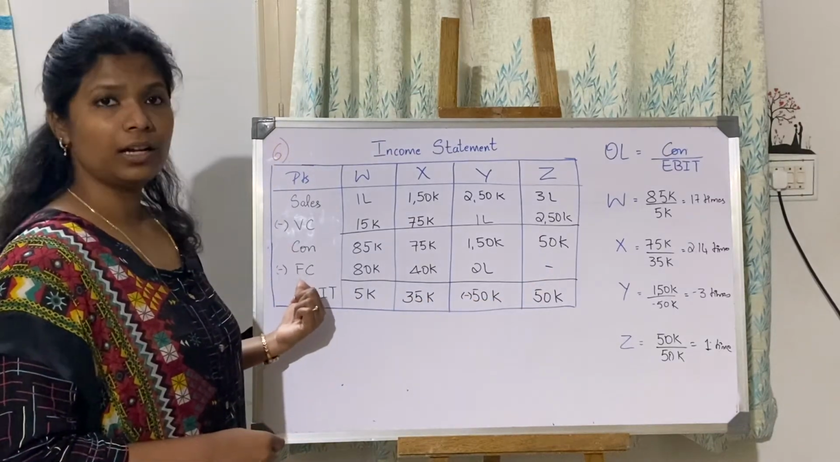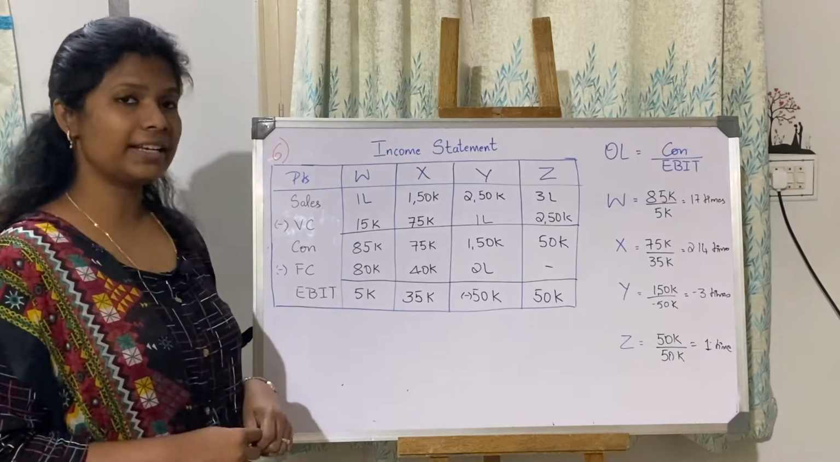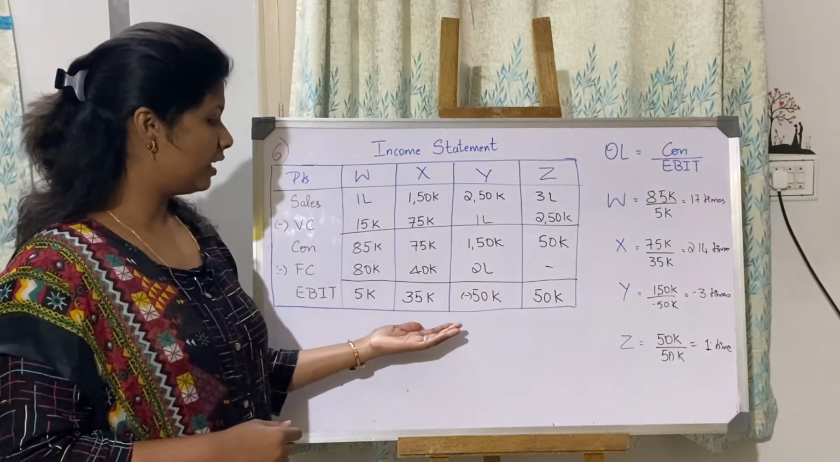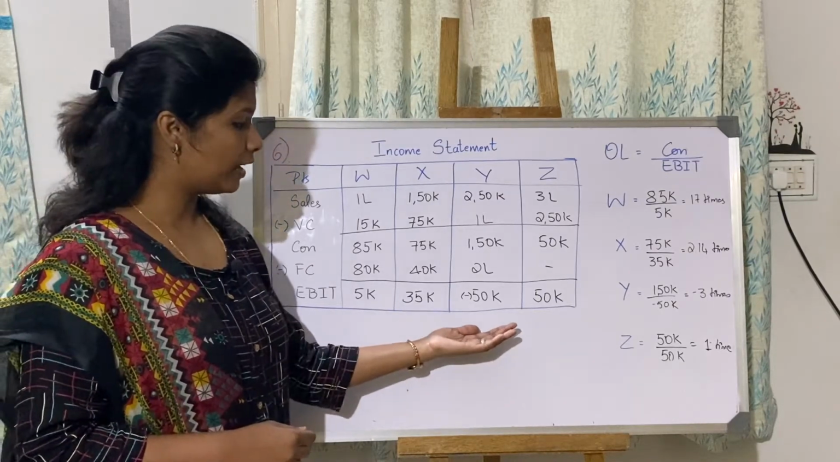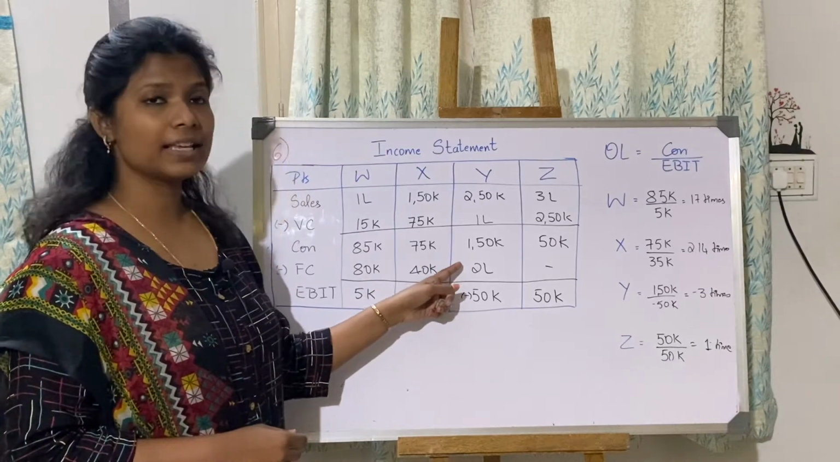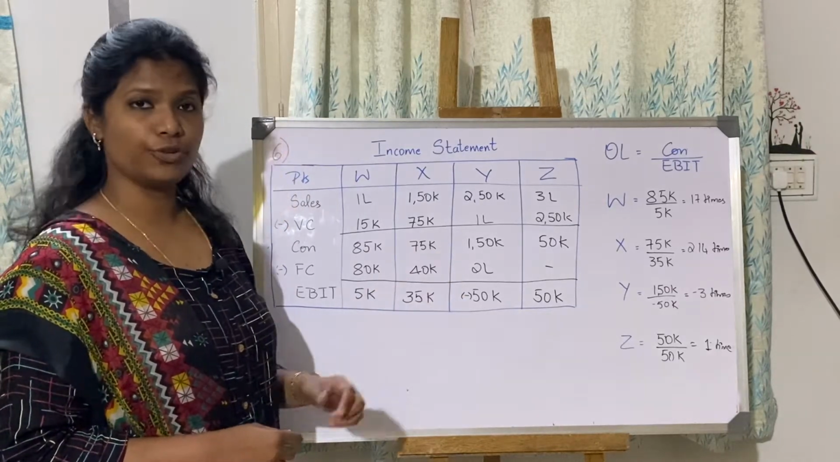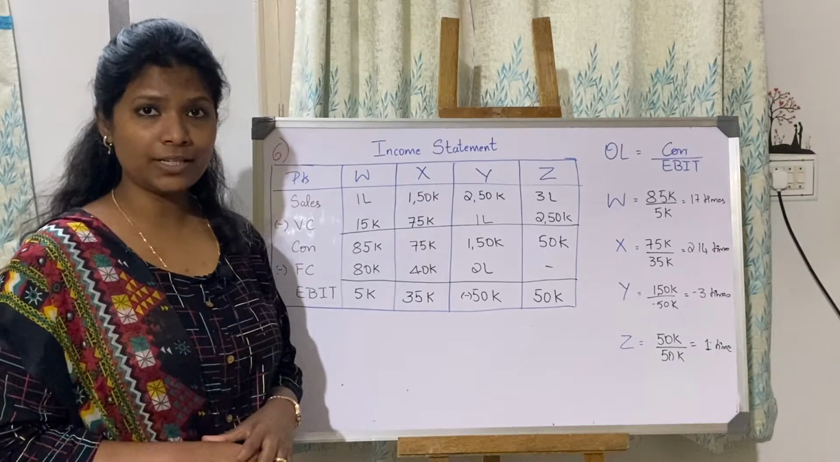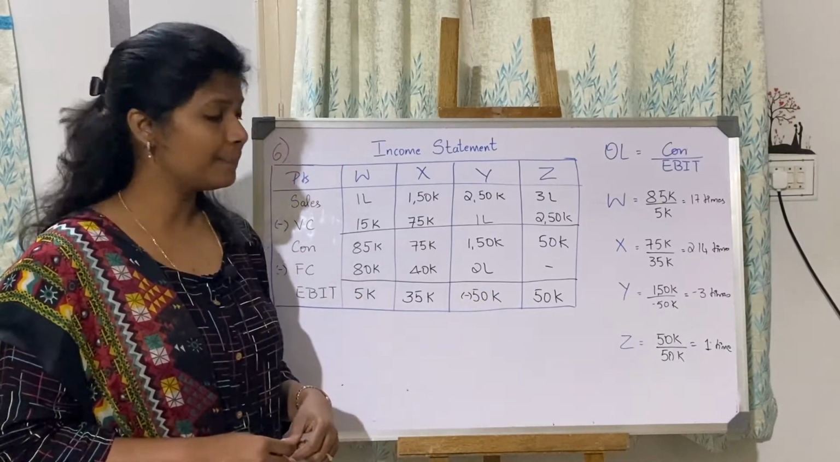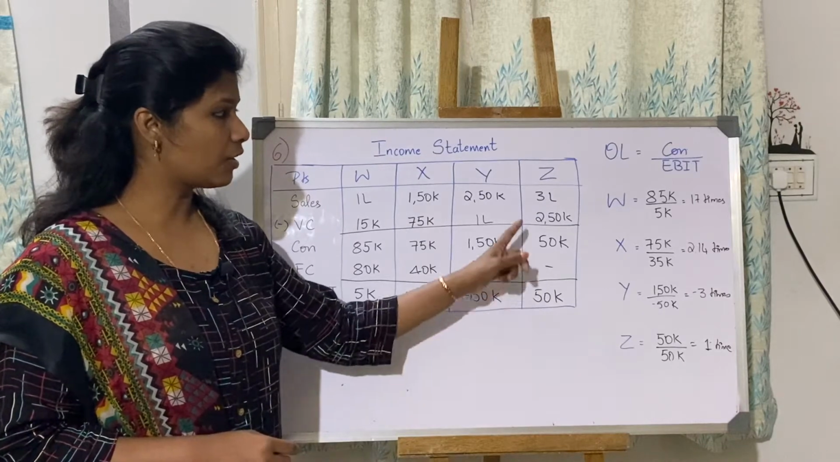Contribution, deduct fixed cost, you arrive at earnings before interest and tax. That comes up to 5,000 for W, 35,000 for X, negative 50,000 for Y, because the fixed cost is more than the contribution. Contribution is just 1 lakh 50, but your fixed cost is rupees 2 lakh. So that's why we have a negative 50,000, and then we have 50,000 for Z.